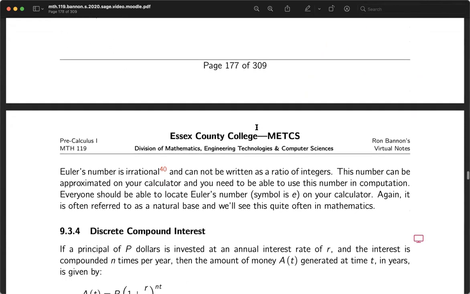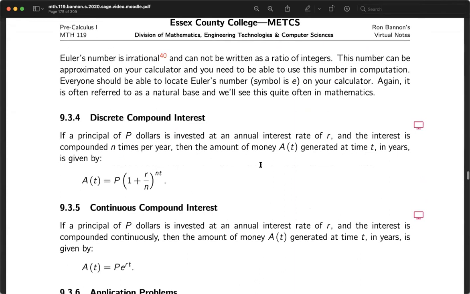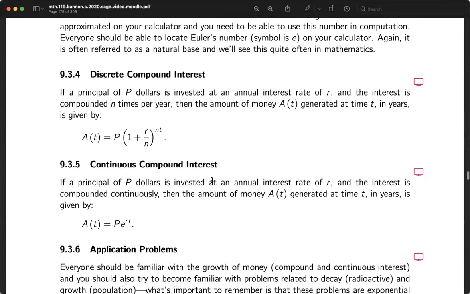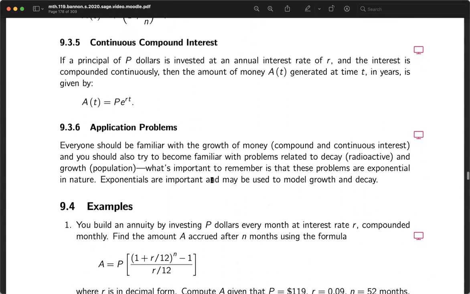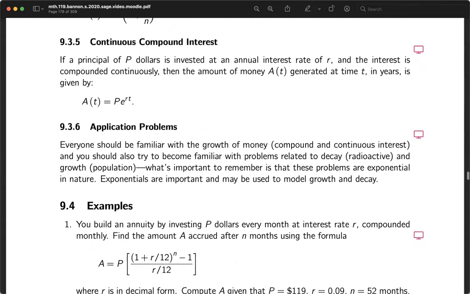And the other thing we're going to talk about is some formulas that you need to know about. The formulas you need to know are discrete compound interest and continuous compound interest. There will be some application problems, typically in exponential growth and decay. We will certainly go through examples, but first lecture. I'm going to go to the whiteboard.